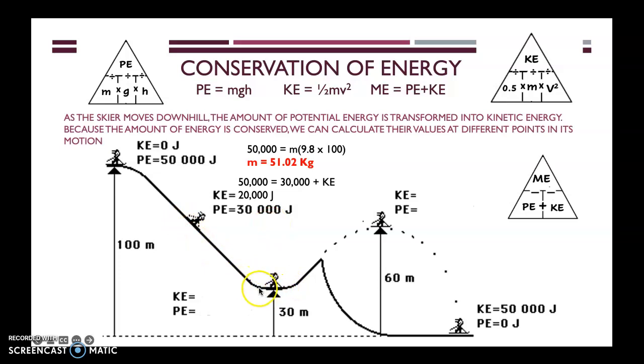Then they reach this point here right before they jump. They're at 30 meters. So at this point, I'm going to take the mass of my person that I calculated before times 9.8 times 30, and I get that my potential energy is 15,000. So once again, to find my kinetic, I'm going to subtract the 15,000 from my 50,000, and I get that at this point, 35,000 joules of that energy is kinetic, 15,000 joules is potential.